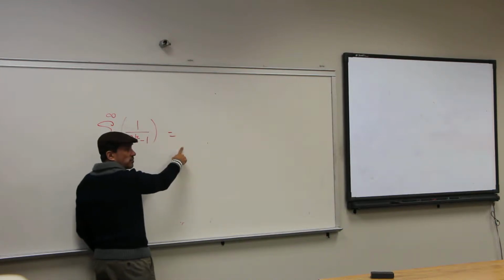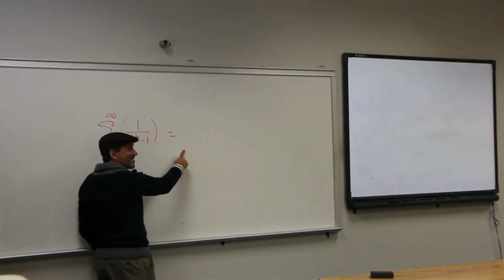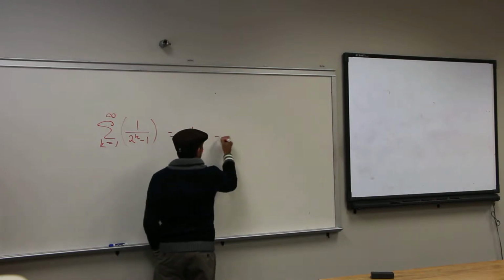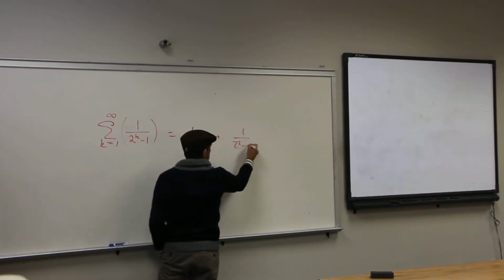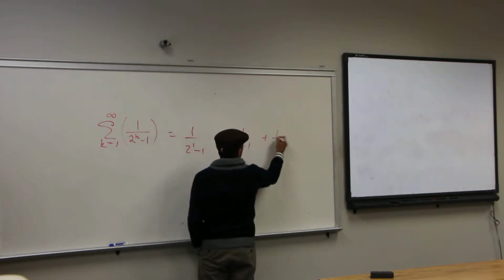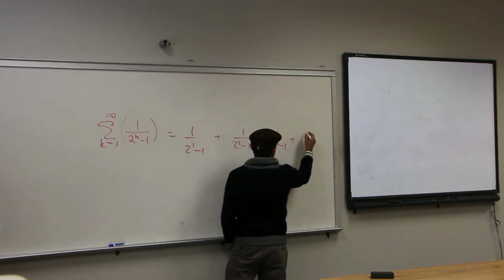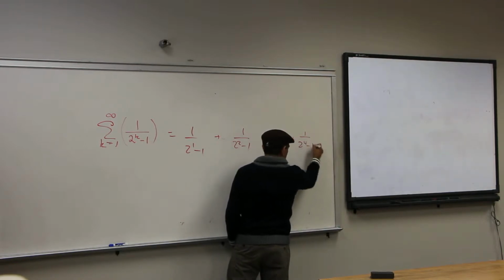When k is 1, what do we have? 1 over 2 to the first minus 1. Right. And when k is 2, what do we have? 1 over 2 to the power 2 minus 1. And when k is 3, what do we have? 1 over 2 to the power 3 minus 1. Oh, you also were up late last night, huh? 2 to the power 4, yes.